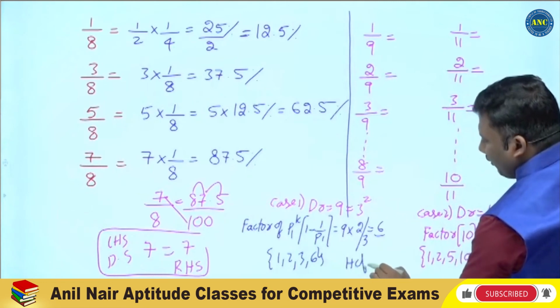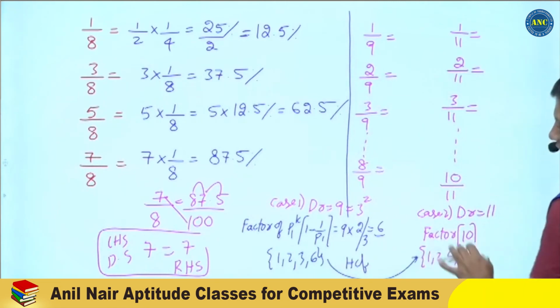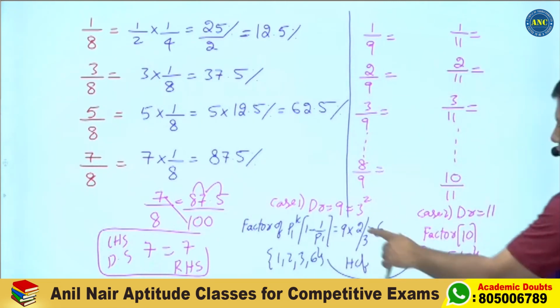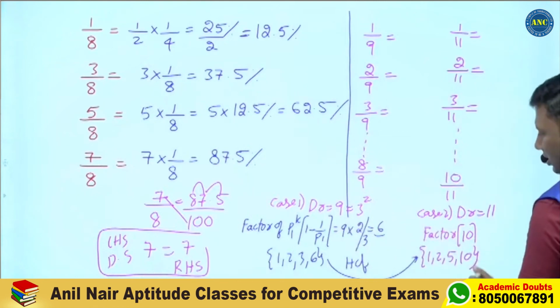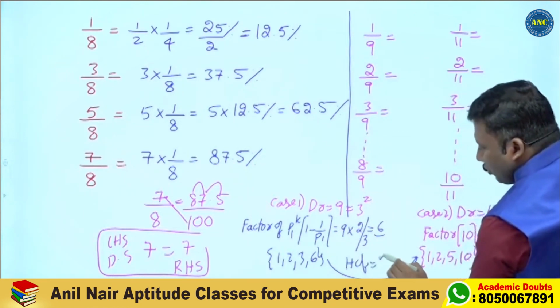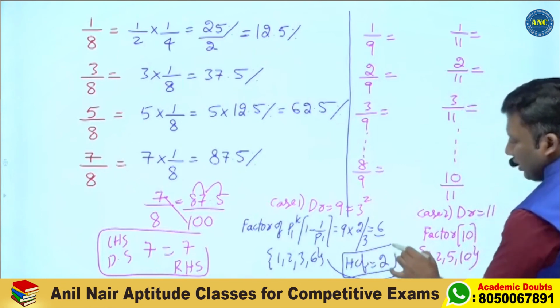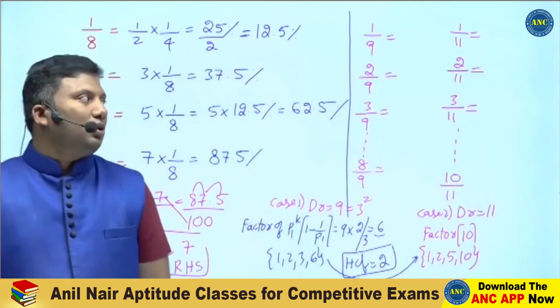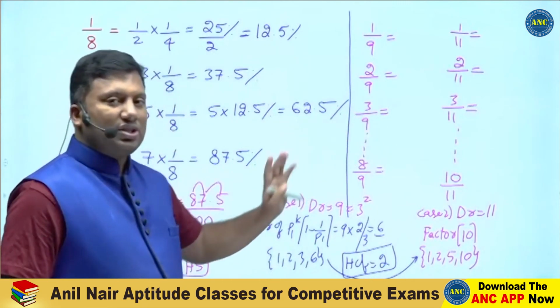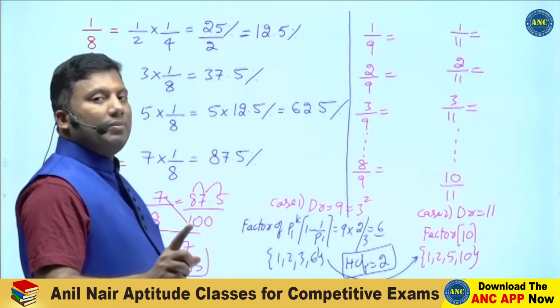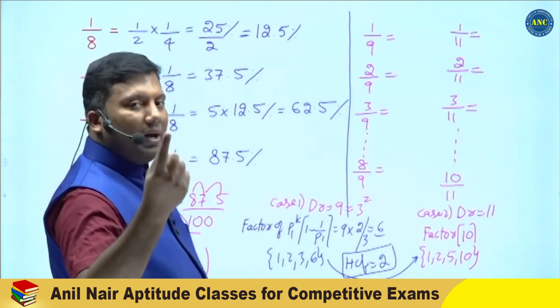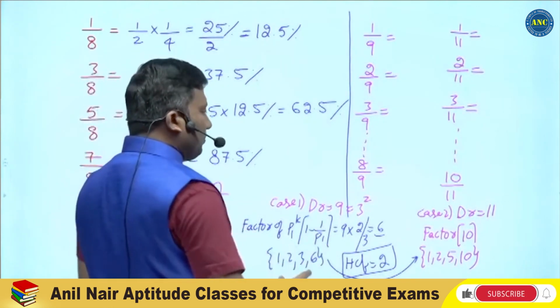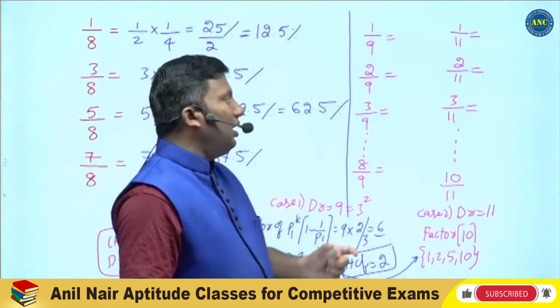Take the HCF of these both. 1 is common, 2 is common. What is the HCF? 2. That means the answer will be a recurring decimal with a periodicity of 2. Both the fractions will have recurring decimals. The digits will be repeated after 2 steps.